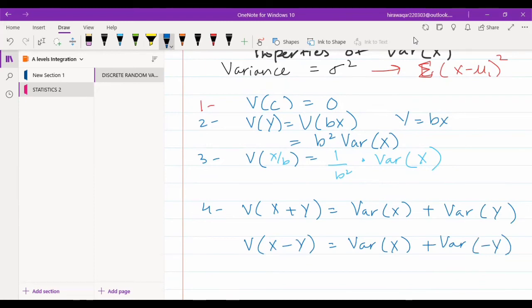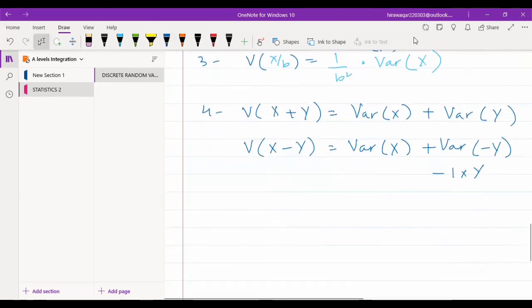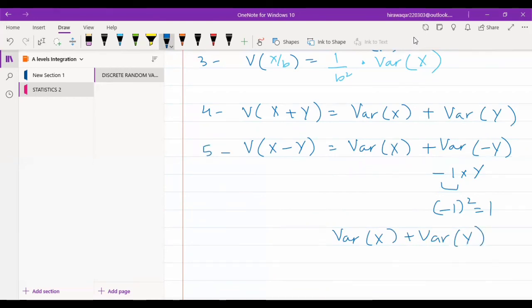But you should know that minus y means that minus 1 is multiplying with y. So if you make the square of this minus 1, it will become 1. So in this question we will also receive the same thing, variance of x plus variance of y. This is the same continuation of the property, property number 5. I think we don't have many properties beyond this.